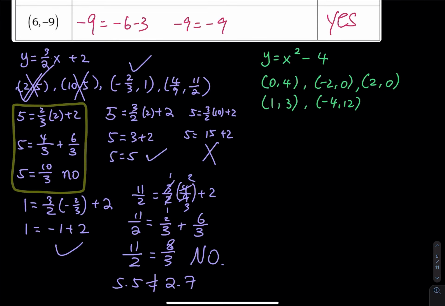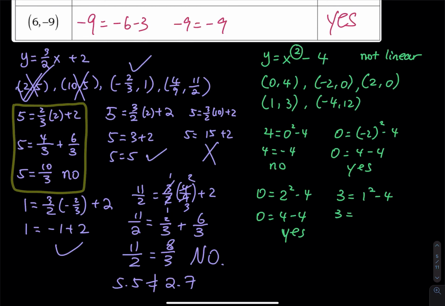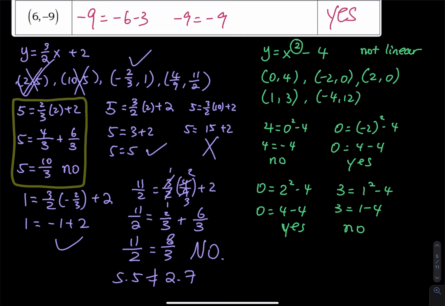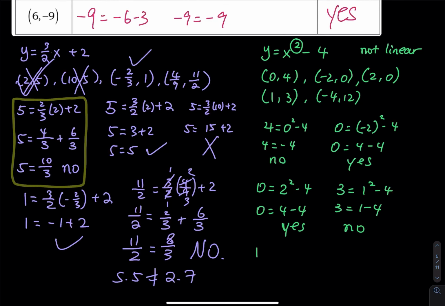And then 0 equals negative 2 squared minus 4, 0 equals 4 minus 4, so the second one is a yes. And then the third one, y equals 0, 2 squared minus 4, 0 equals 4 minus 4, the third one is a yes. And then the fourth one, y equals 3, x squared minus 4, so 3 equals 1 minus 4, the fourth one is a no. The last one, y equals 12, x equals negative 4 squared minus 4, 12 equals 16 minus 4, that is true, so the last one is a solution.